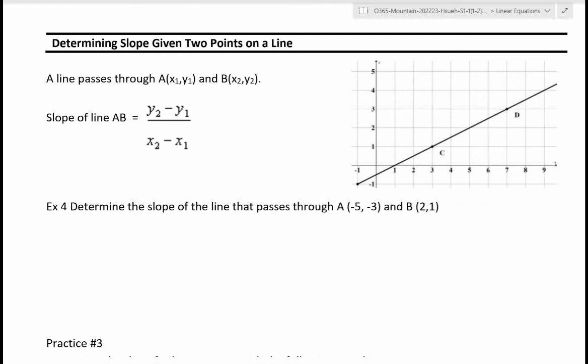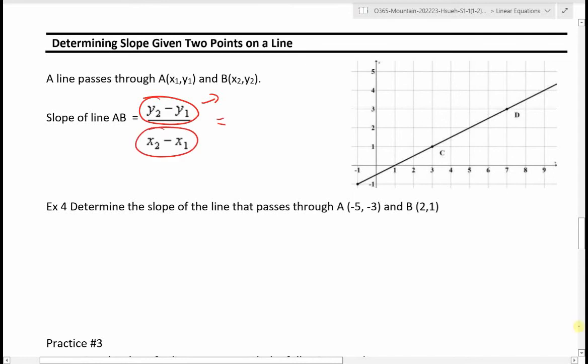Recall, slope is just rise over run, which means it's the change in y values divided by change in x values. So the change in y values is y2 minus y1, right? If you've taken science, this is the final minus initial. Essentially, you can think of it that way. That's just the change in the y values, and this will be the change in x values.